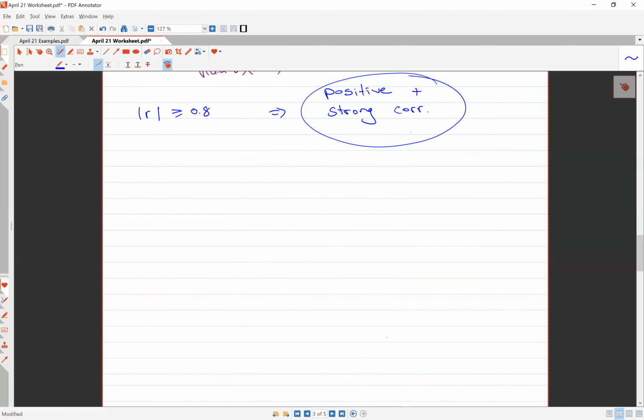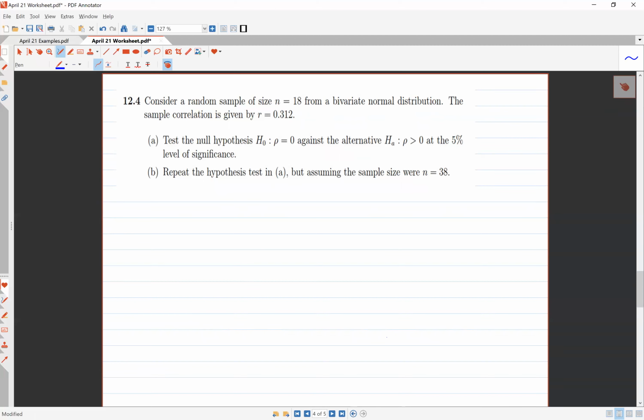So the next topic that was covered in the lecture then moved into testing hypotheses about the correlation coefficient. And specifically, we looked at 2 different tests. One of them is testing if the correlation is equal to 0. The other looked at testing whether the correlation was equal to some other specified value that was not 0. In today's examples, we're only going to look at testing for a 0 correlation.